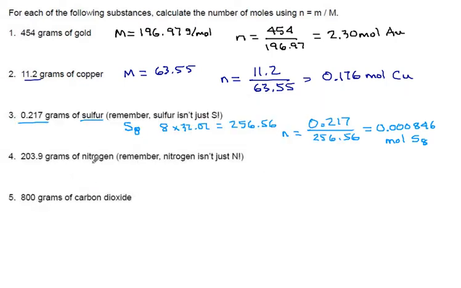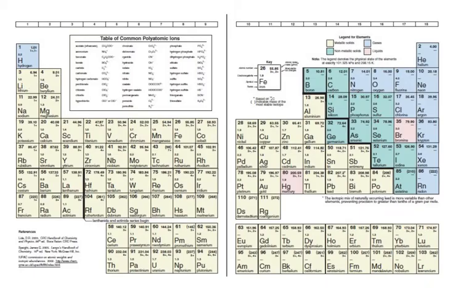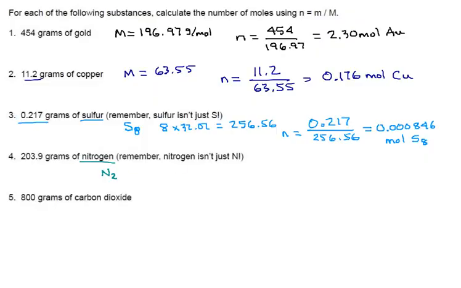This is the same trick again. Remember what nitrogen is? The symbol is N, but nitrogen by itself isn't just N, it's N2. And that means its molar mass isn't just 14.01, it's 2 times this. Every atom is 14.01, and we have a pair of them. So, for our molar mass, 2 times 14.01 makes 28.02 for our molar mass.